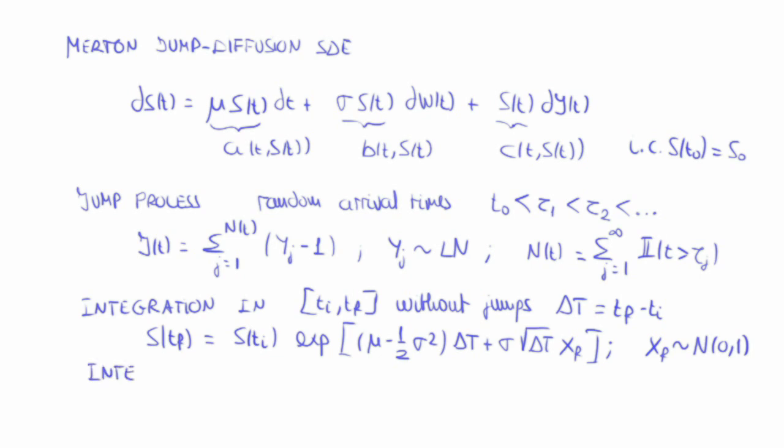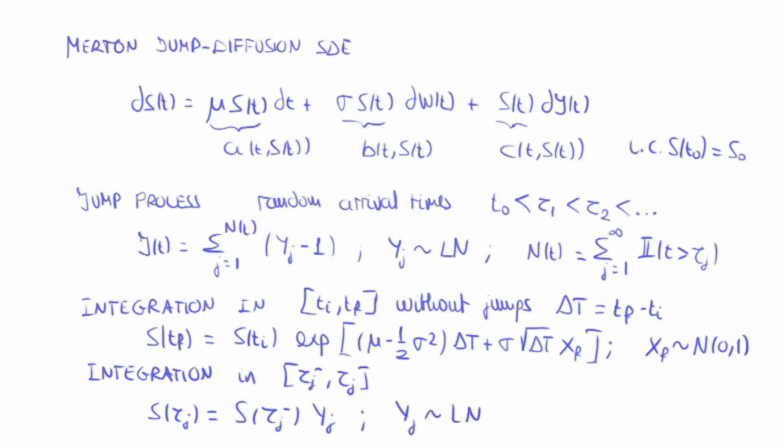Let's now integrate the trajectory in an interval around jump j. The value of the trajectory right after the jth jump can be expressed in terms of the value of the trajectory right before that jump times the size of the jump. Again, in the Merton model, the size of the jump is sampled from a log normal distribution. So we see that the jumps here in this model are multiplicative.